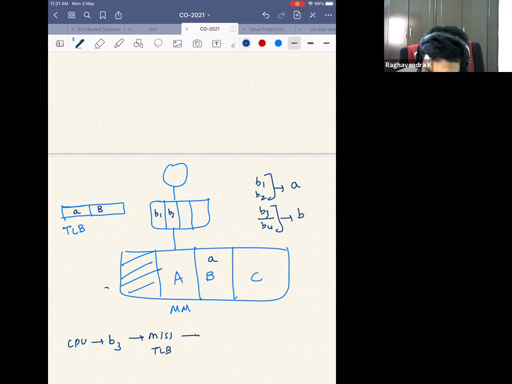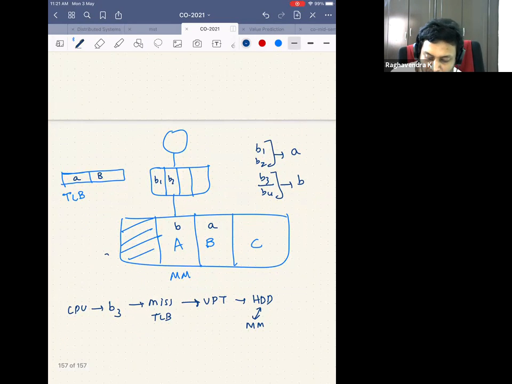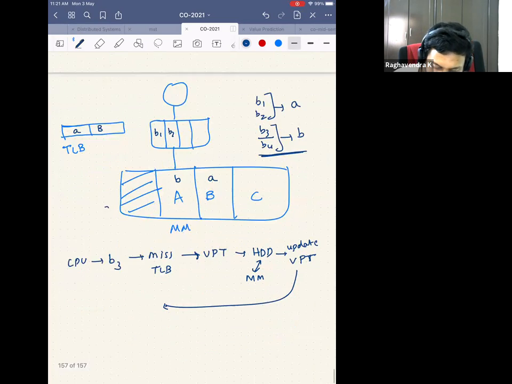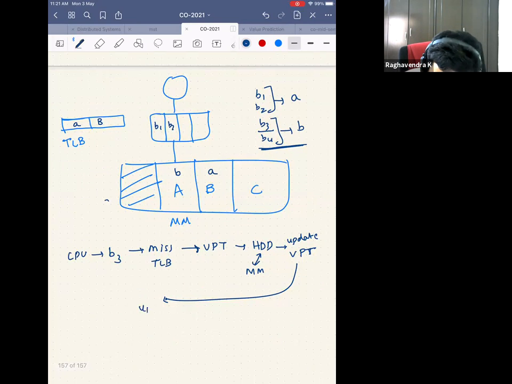You run to the virtual page table. You saw that it has not yet been allocated. So from the hard disk, from secondary storage to main memory, you translated this. Maybe you allocated small b here. That's what the page belongs to. So now I update the page table. I updated the virtual page table, and then I updated the TLB also.